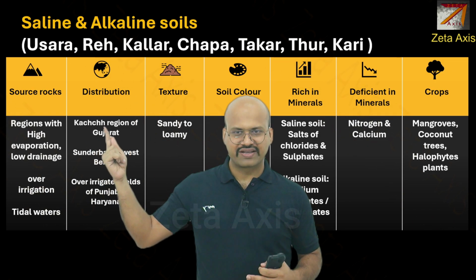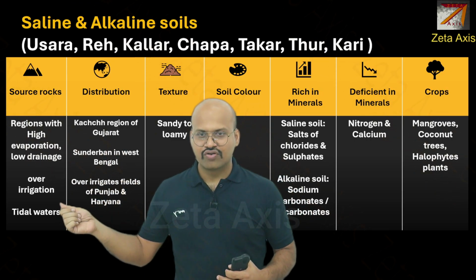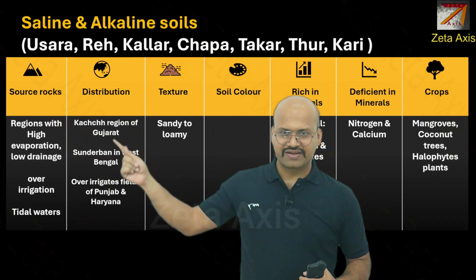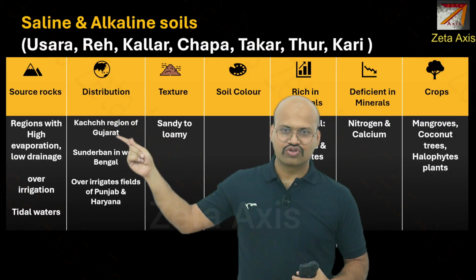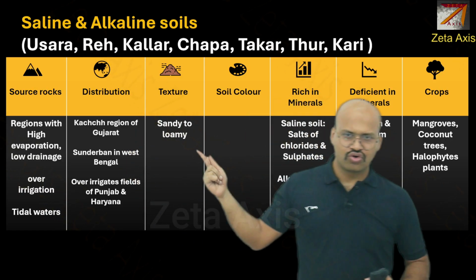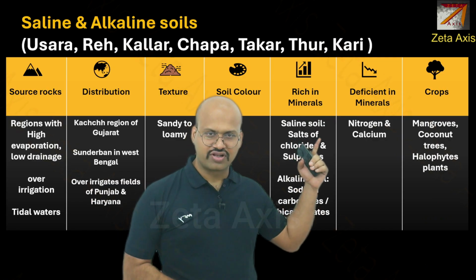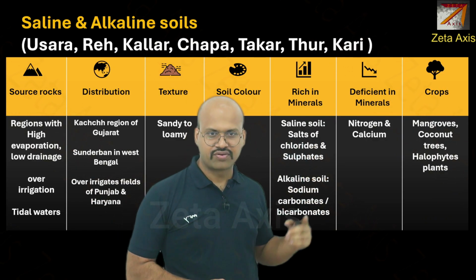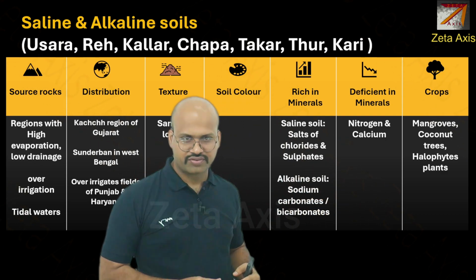Distribution: mainly the Kutch region of Gujarat, Sundarban in West Bengal, and other over-irrigated regions of Punjab and Haryana. Here we can see that it is mainly because of the ocean. This is the tidal region. Here there was ocean in the past, and here we have over-irrigation. The texture is sandy to loamy, and it is rich in minerals. If it is saline soil, then salts of chlorides and sulfates are in higher amount, and if it is alkaline soil, then sodium is in higher amount.